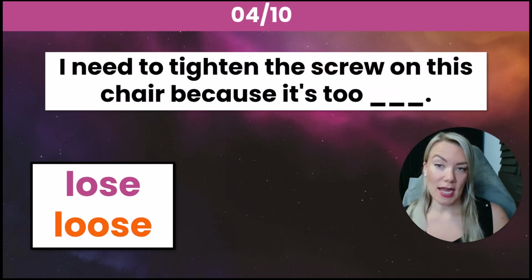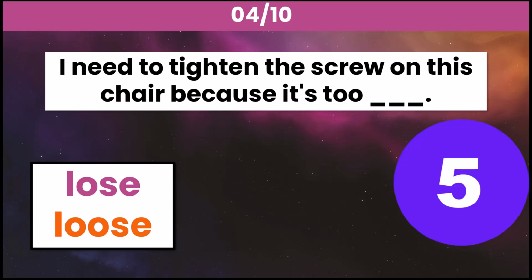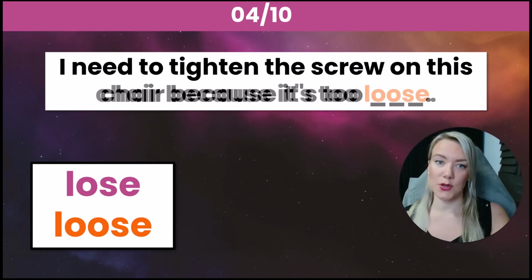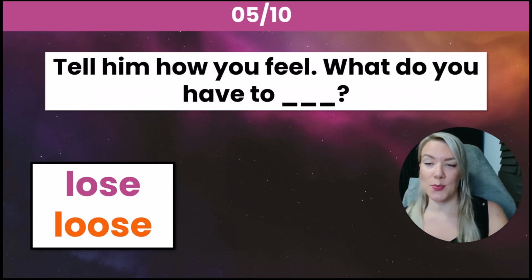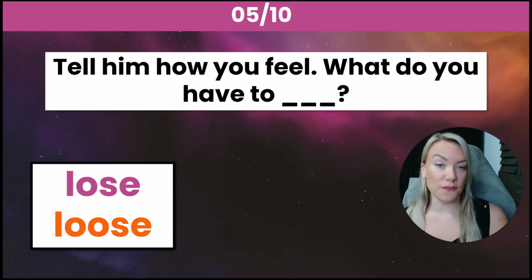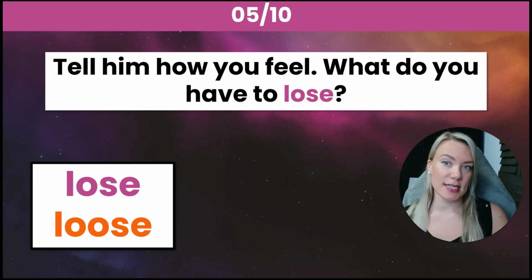Number 4: I need to tighten the screw on this chair because it's too ___. The correct answer is loose. I need to tighten the screw on this chair because it's too loose. Number 5: Tell him how you feel. What do you have to ___? The correct answer is lose. Tell him how you feel. What do you have to lose? You have nothing to lose.